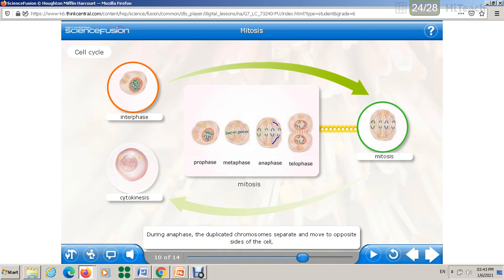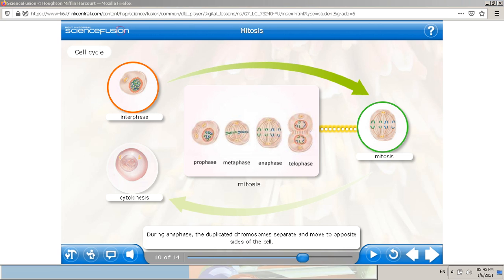So in anaphase, the chromatids separate. They are pulled to opposite sides of the cell. Each side of the cell ends up with a complete set of chromosomes. This side will be a complete set of chromosomes, and this side will be a complete set of chromosomes.